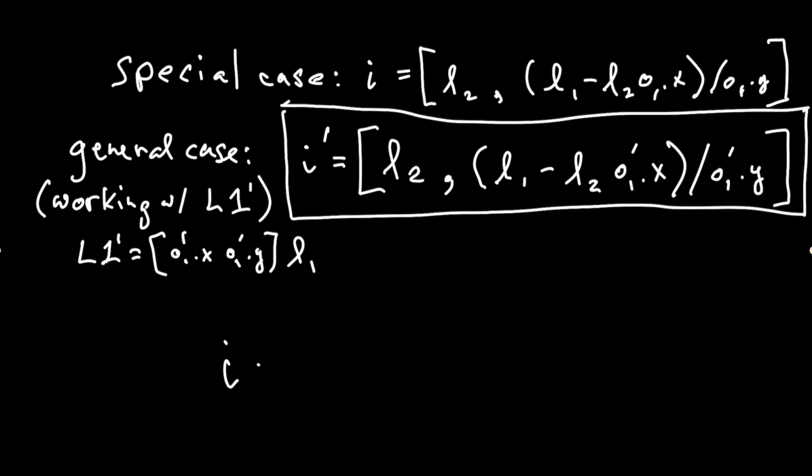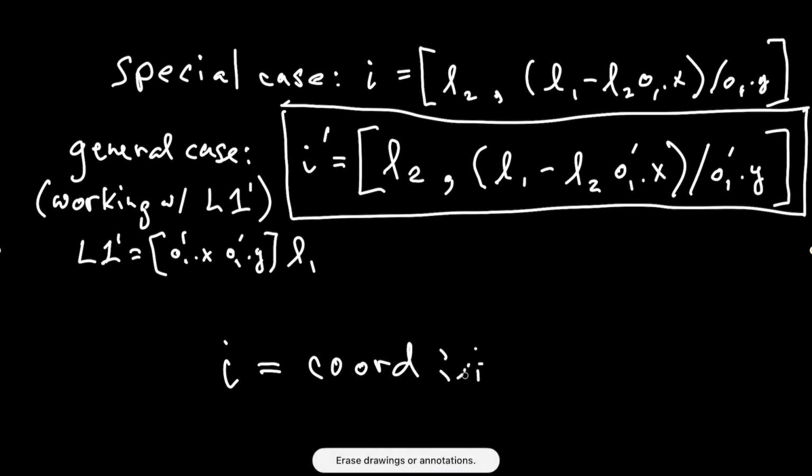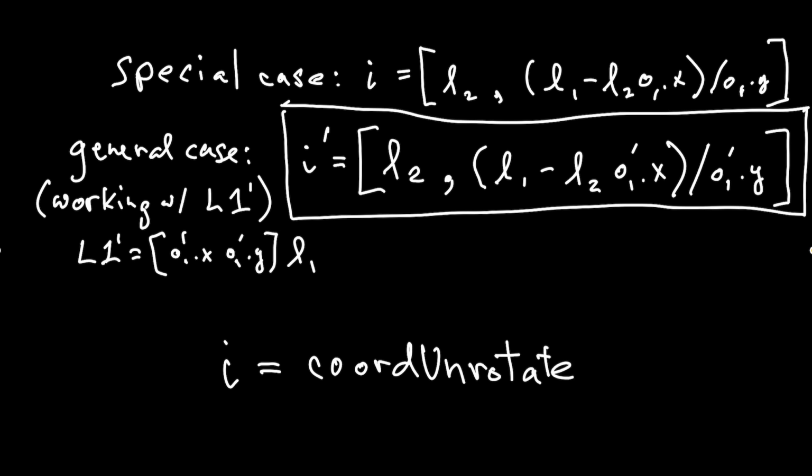The solution I will oblige a coordinate unrotate, of I prime, and line 2's orientation.